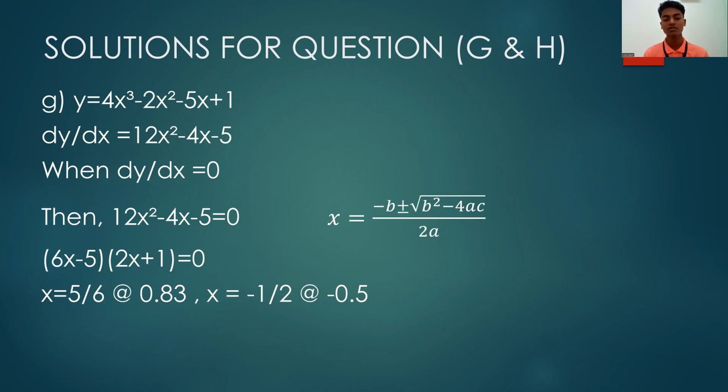So when dy/dx is equal to 0, then 12x squared minus 4x minus 5 equals 0. Now we have a quadratic equation, so we can use the quadratic formula, or we can use our calculator to get the value for x. We got the first value of x as 5/6 or 0.83, and the second value of x as -1/2 or -0.5.